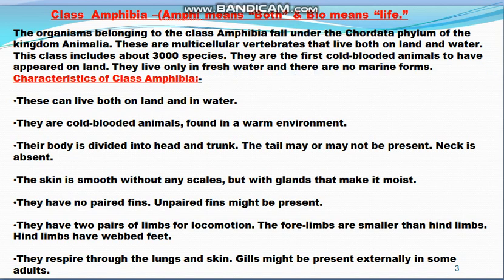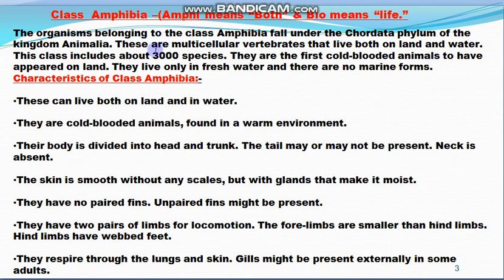It means there are about 3000 species of amphibians, and these animals are cold-blooded, that is poikilotherms, which means they are not able to regulate their temperature according to the environment. They are the first cold-blooded animals which can live on land, and they live in fresh water only; they cannot survive in marine water or sea water. So what are the characteristics of class Amphibia?